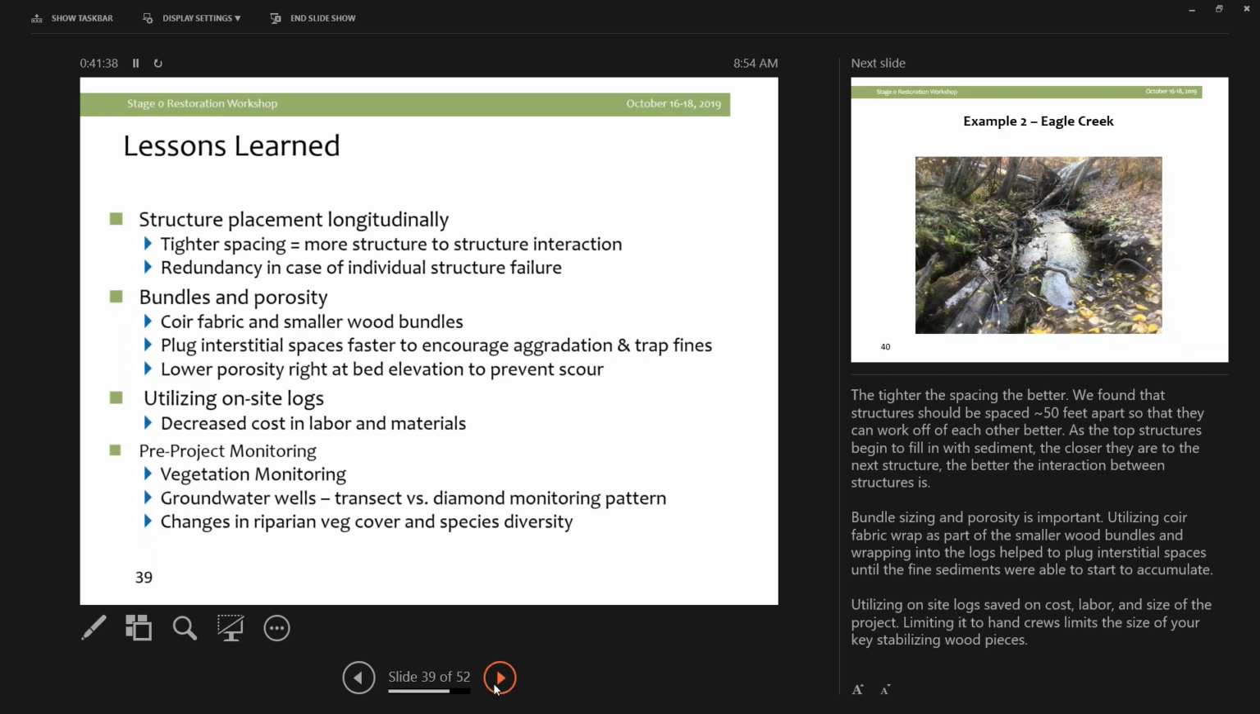Susan's going to talk a little bit about transects for groundwater wells versus a diamond pattern and ways that helps better tell the story in a losing reach versus a gaining reach. And I already said vegetation.